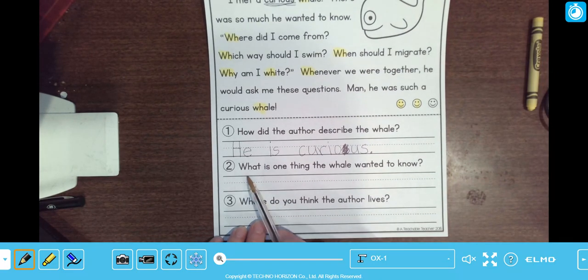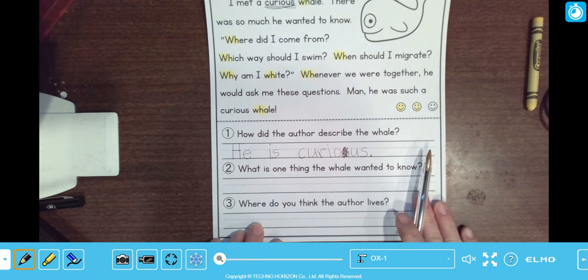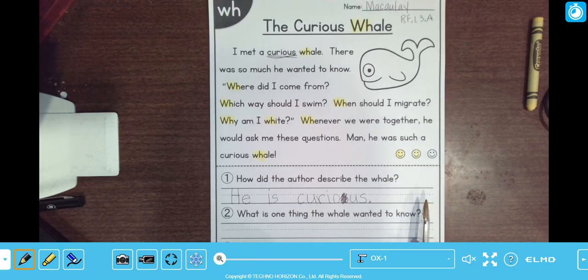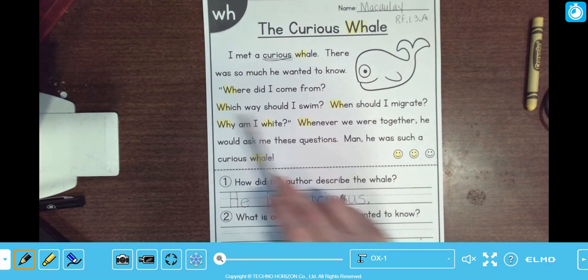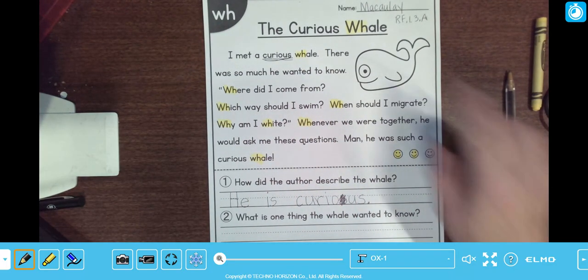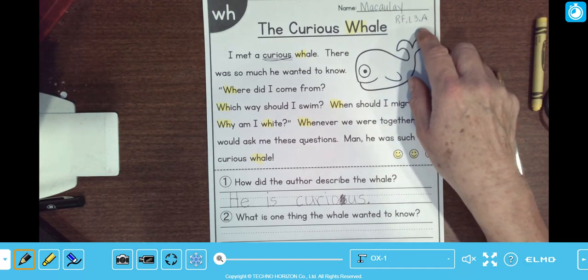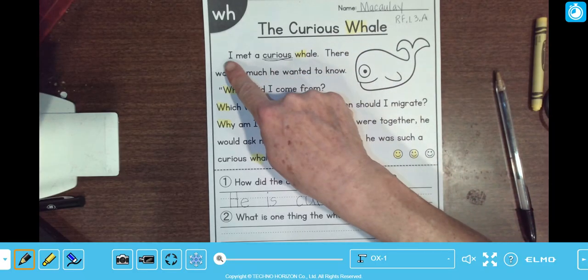Second question is, what is one thing the whale wanted to know? So let's read it one more time and see if we can figure out one thing the whale wanted to know. So let's read it together. This is called choral reading. We're going to read it nice and slow together at the same time. Put your finger on the word I.